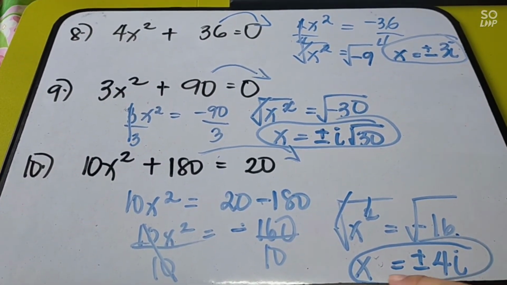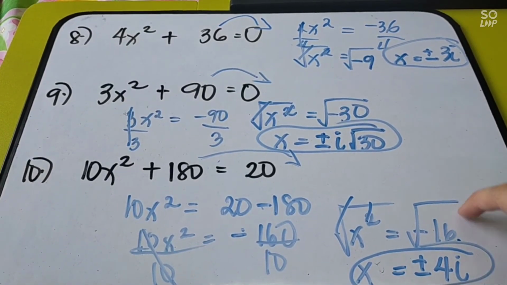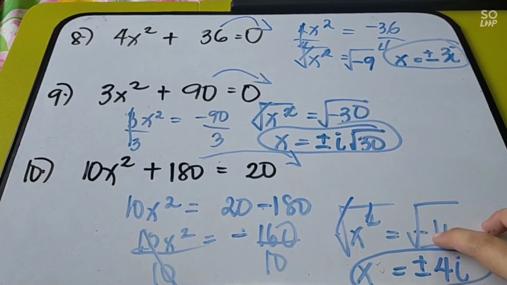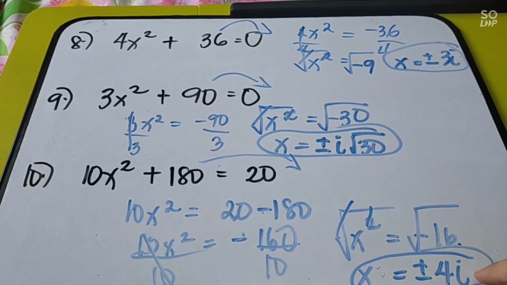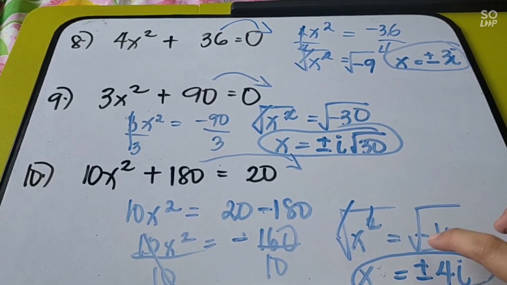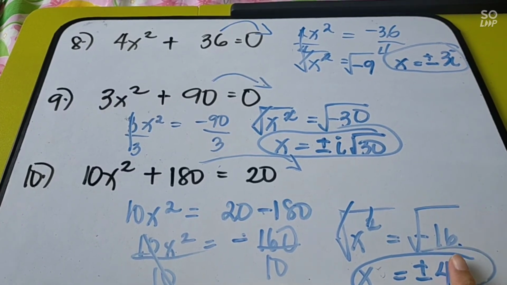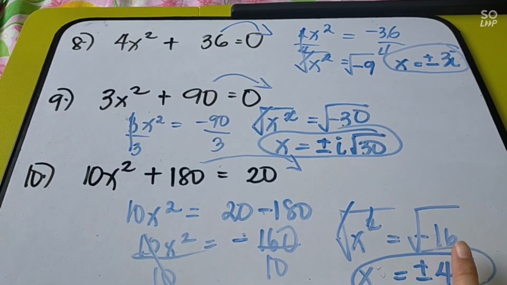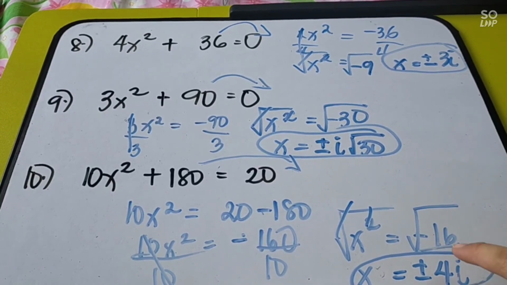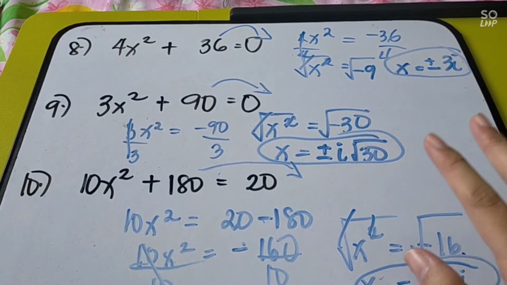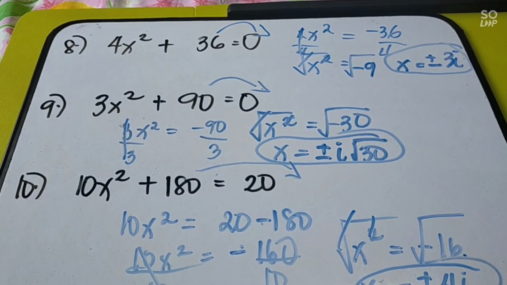Hopefully, you understood. Only when there is a negative inside the square root do you use imaginary numbers. Is it clear? But when there is no negative, as is, there is no letter i. So, all that was added here is the letter i. But it is the same process of solving.